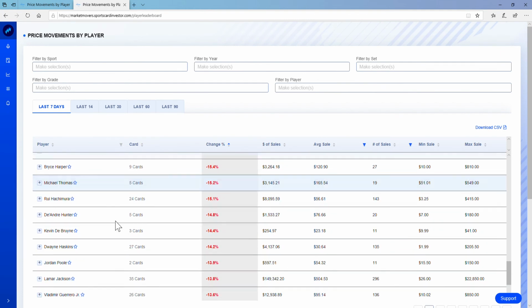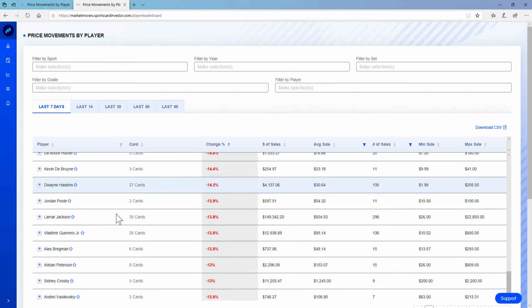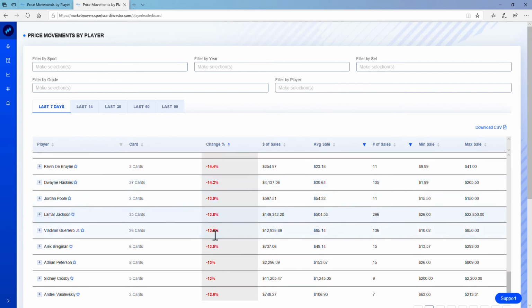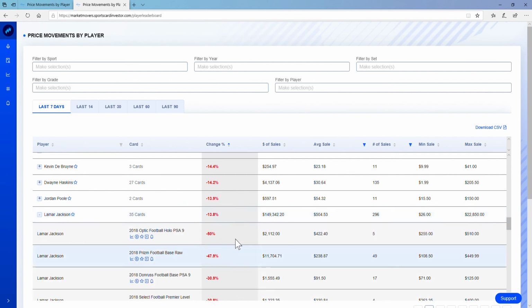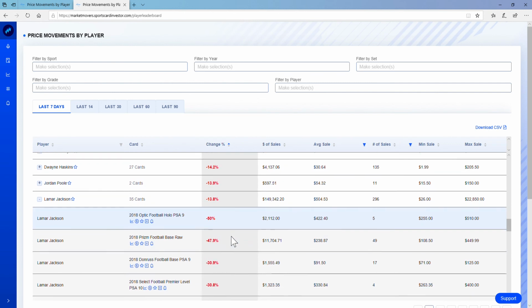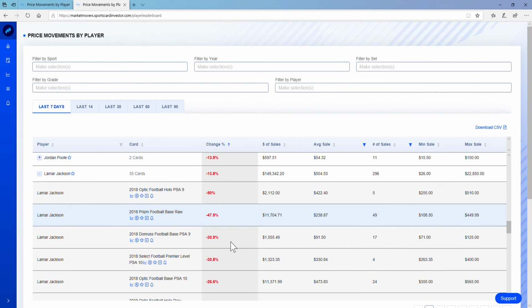Like I said, this has got so much data here. So check out Lamar Jackson, down 13%. That's a shame. It's because he didn't have the best game on Monday night. It's crazy how that translates so fast. But I mean, take a look at this. Down 50% on his Optic Hollow PSA 9. There's a huge opportunity there, because Lamar Jackson's going to have a fantastic year. I mean, it was one week, and he was playing against the best team in football.